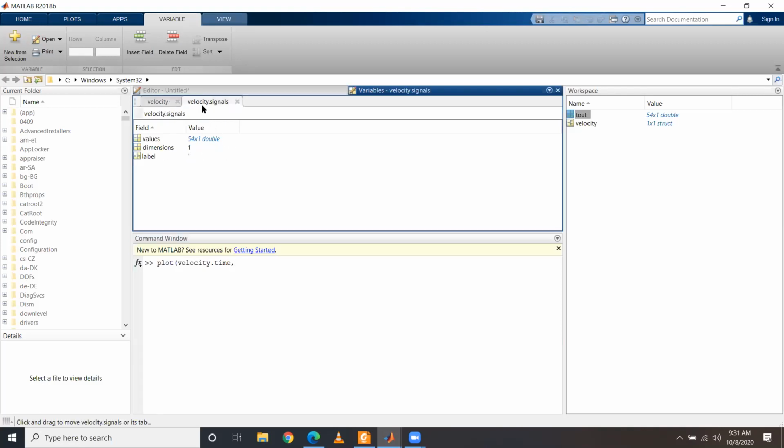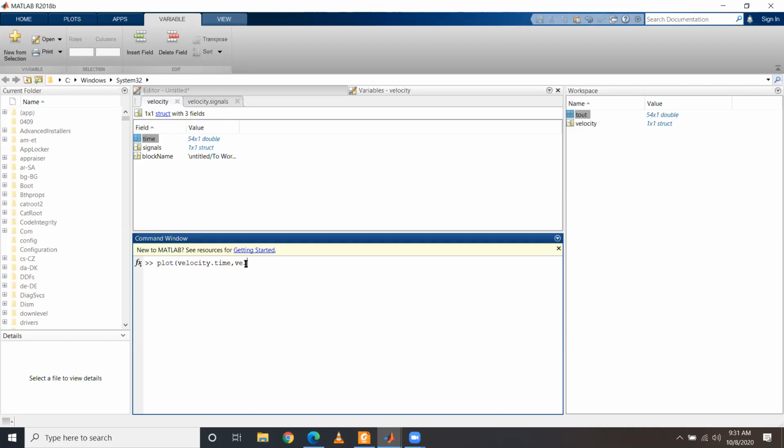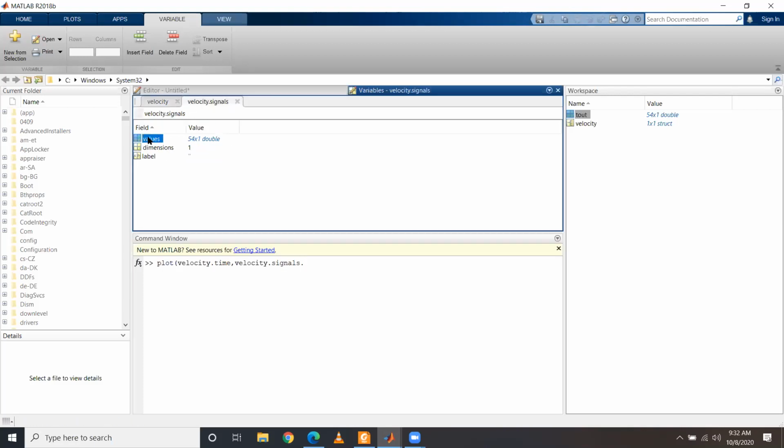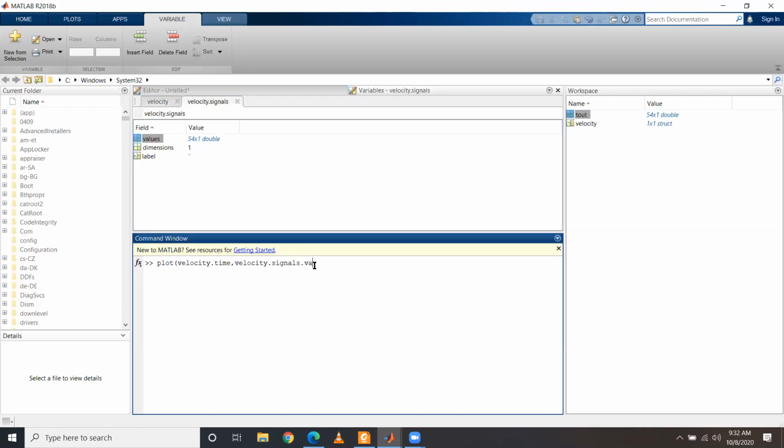As for the values of the signals, very easy. Write your original structure name, which was velocity. Then we have the substructure, which was signals, so velocity dot signals. Then inside that structure, we have the values. So again, type dot, we have the values, right? Do you understand this? Does anyone have any questions about this line?